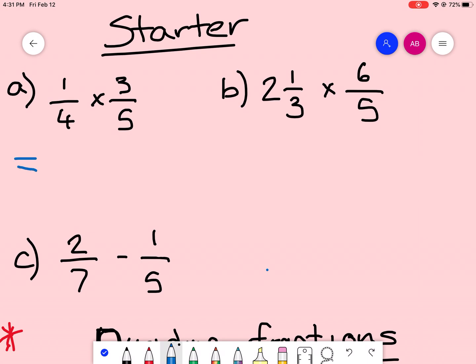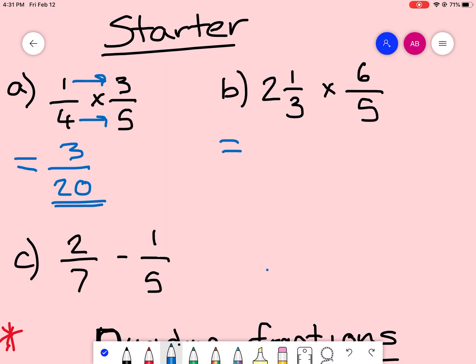So, multiplying fractions, we can simply multiply our two top numbers together to get 3 as the numerator, multiply our two bottom numbers together to get 20 as the denominator for part A. Part B is a little bit trickier.